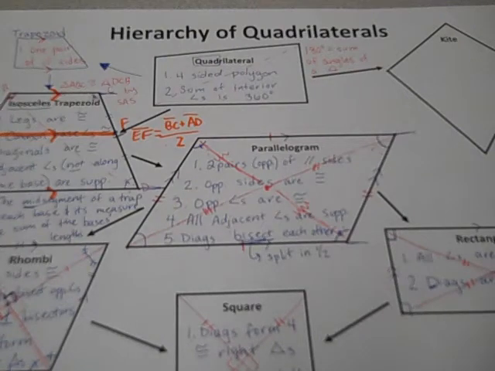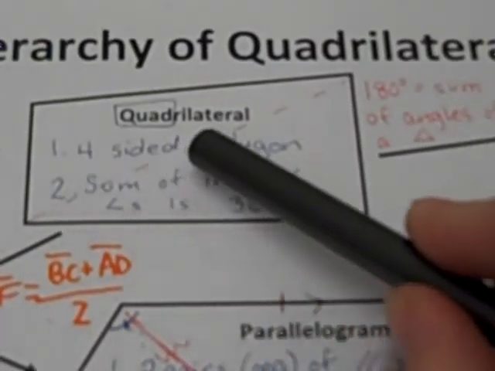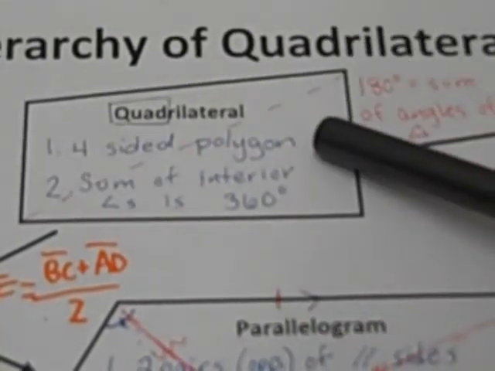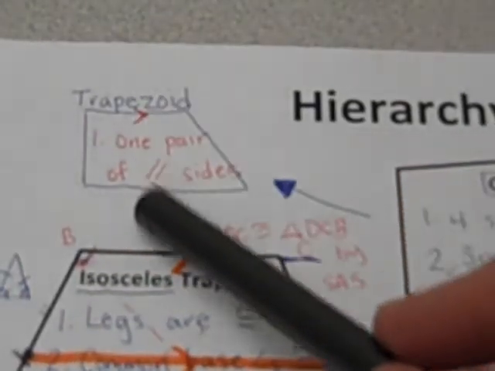Welcome to the final day of Hierarchy of Quadrilaterals. A quick review about what we've gone over thus far. Remembering a quadrilateral is a four-sided polygon, 1, 2, 3, 4 sides, with the sum of the interior angles totaling 360 degrees. We moved on to the trapezoid, where we had one pair of parallel sides.